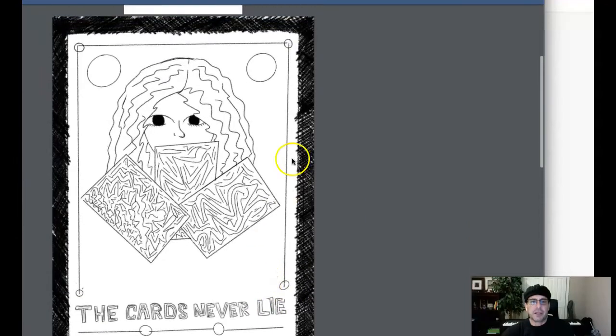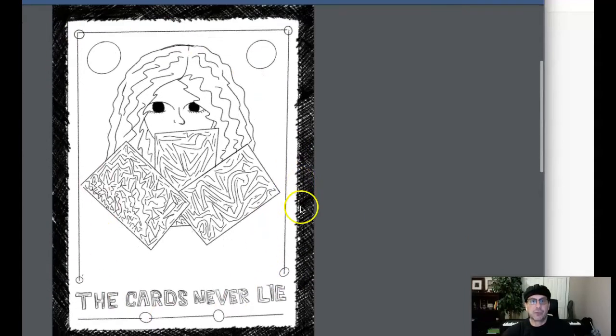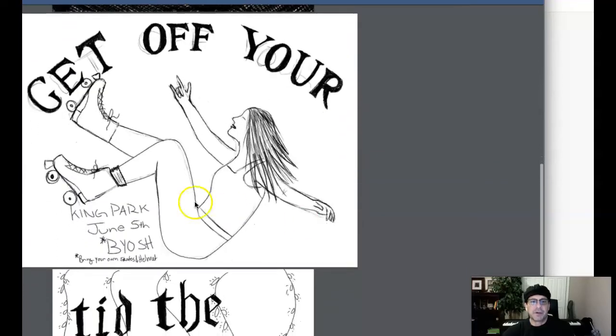Okay, so tarot card. This is great. I love the fact that it's shaped like a tarot card and it's designed like a tarot card. I think that's really interesting stuff right there. That's good. Love it. Yep, that's good.